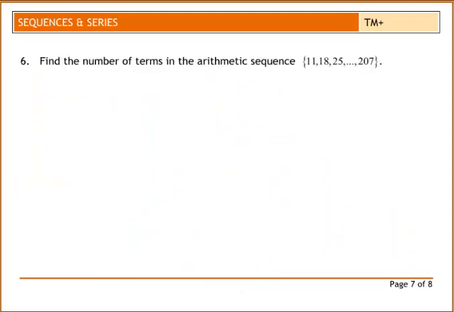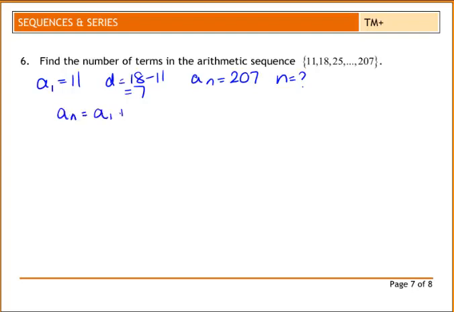Next, find the number of terms in the arithmetic sequence 11, 18, 25 all the way up to 207. Well, I know that my first term is 11. It's told me it's arithmetic, so D must be 18 minus 11, which is 7. I don't know what n is, but I do know the nth term is 207. Okay, so let's write out the formula. An is A1 plus n minus 1D, and substitute what we know. We know that's 207. We know A1's 11. We don't know what n is, but we do know that D is 7.